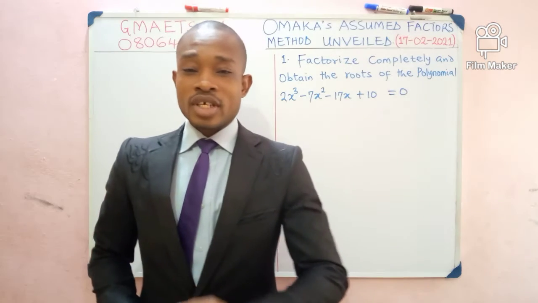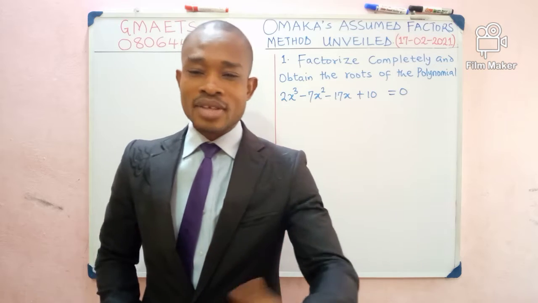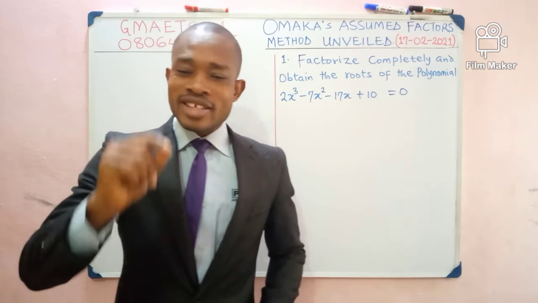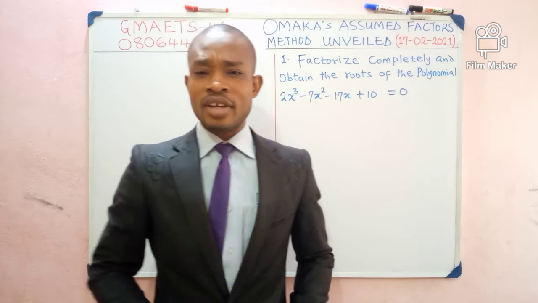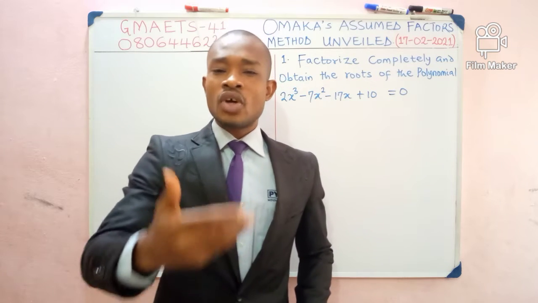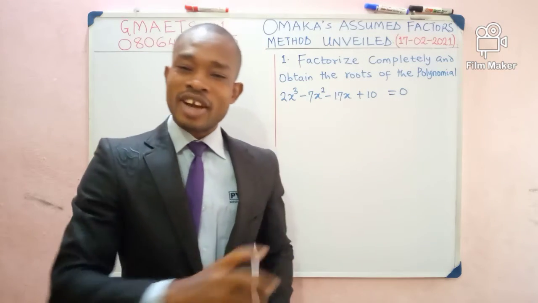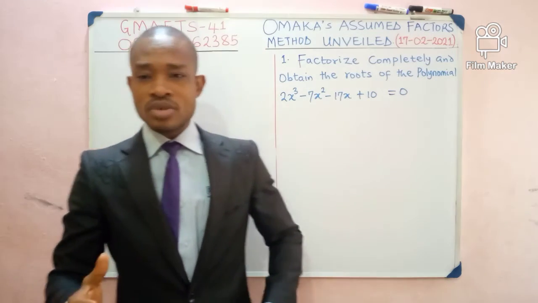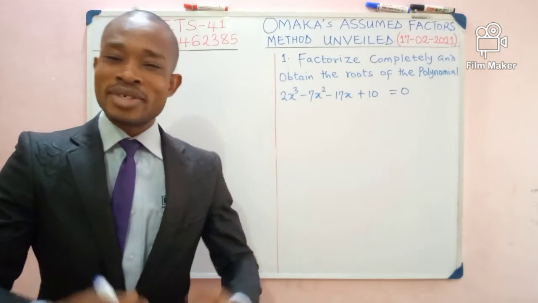In this method, we are going to see how we can use just a few steps to quickly factorize a polynomial, for as long as that polynomial can be factorized completely. In the preview before this video, you may have seen the OMAKA's principles clearly written regarding how to factorize a polynomial and obtain its root using the OMAKA's assumed factor method. Of course, we are going to do that now.